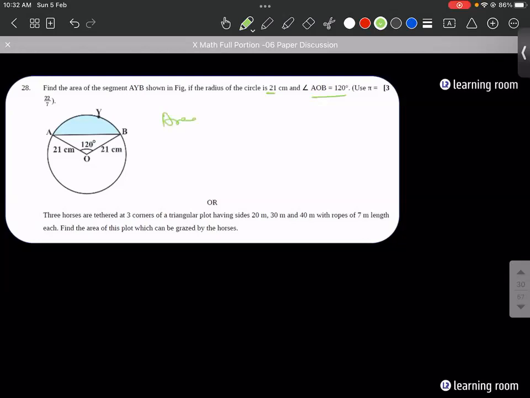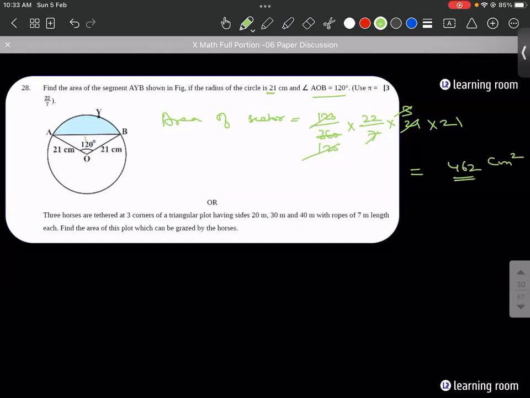120 by 360 into pi. How much? 120 by 360 into 22 by 7 into 21 square. 21 into 21, this goes 3 times. So this will go 120. This and this will get cancelled. So 22 into 21 is going to be 462 centimeters square.